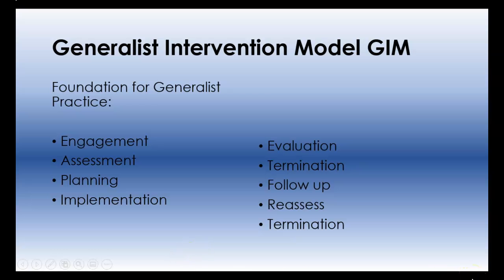So another intervention model that I want you to use and think about, but use heavily in your discussions here, is from your textbook, Kirst-Ashman and Hull, Understanding Generalist Practice. It talks about the generalist intervention model as engagement, assessment, planning, implementation, evaluation, termination, follow-up. Then under follow-up, there's reassess and then termination. And I want to talk a little bit about that.